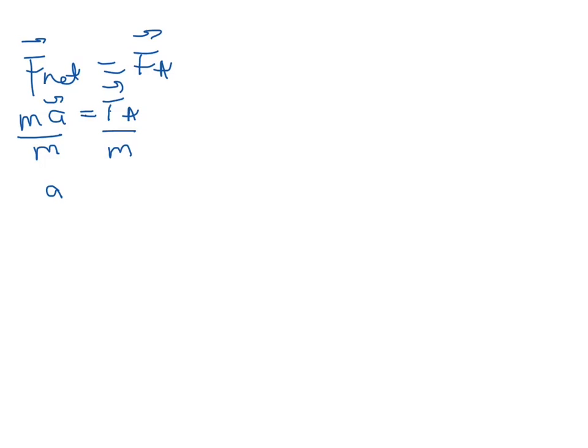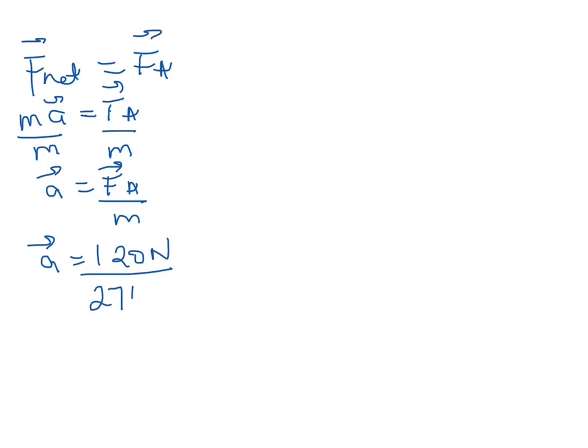So our F net is going to be equal to FA, and our F net we can always replace with MA, and we're being asked to figure out our acceleration, so we would want to divide both sides by M. So A is equal to our applied force divided by our mass. So again, we're doing all of our sleds because they're all accelerating. They all have the same applied force, so they're all going to have the same acceleration. So we would put 120 newtons divided by our 27 kilograms.